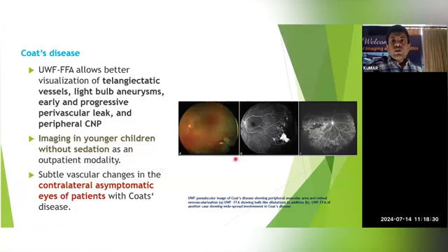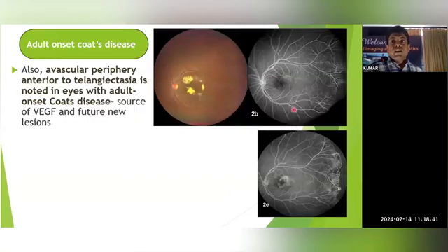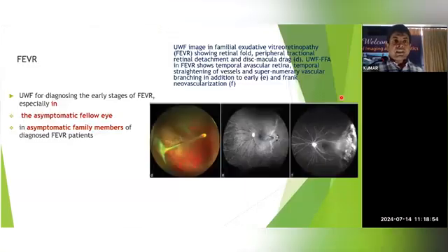So you can see here in Coats disease, you can easily pick up these peripheral avascular areas, the bulb aneurysms, the perivascular leaks and the NVs. This is another case of adult Coats disease, where you can see the peripheral avascular areas and the abnormal vessels in the periphery. You can laser those areas. The recurrence of the lesions and also vitreous hemorrhage in these cases will be from those peripheral CNP areas.